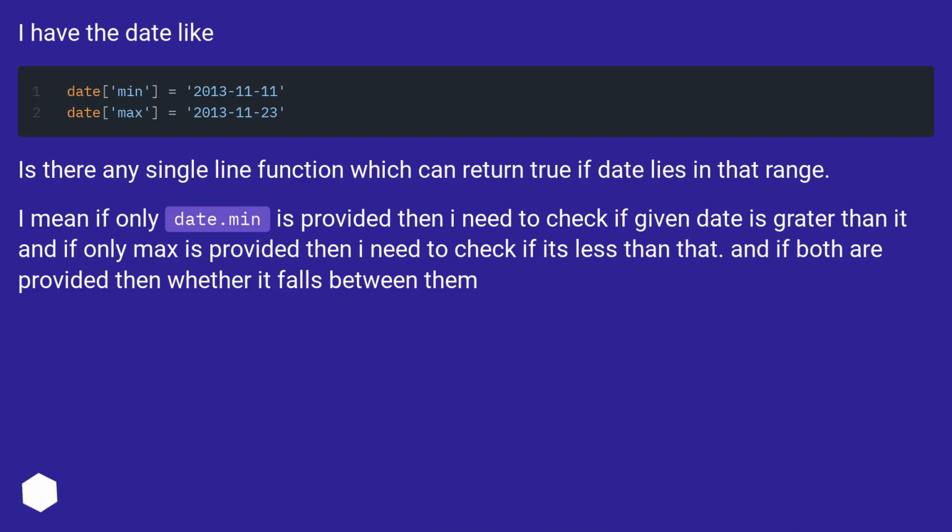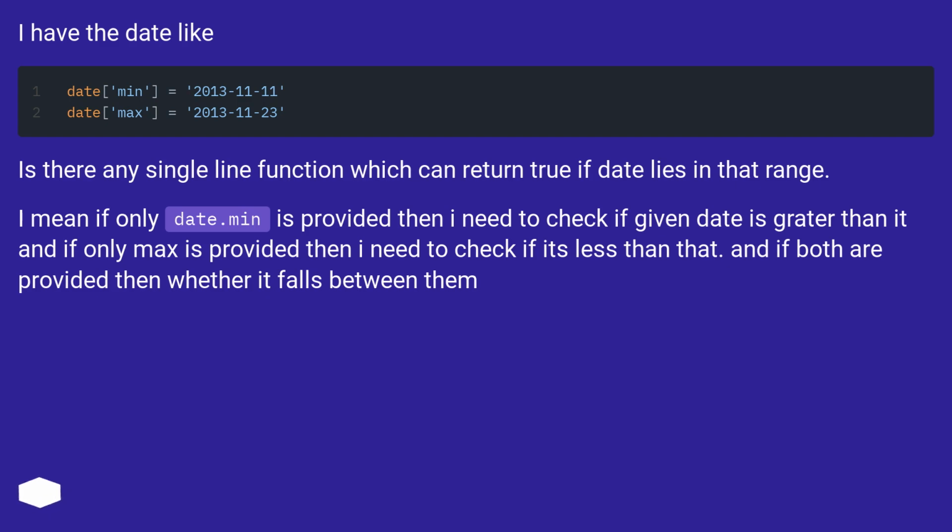How can I find if the date lies between two dates? I have the date like. Is there any single line function which can return true if date lies in that range?